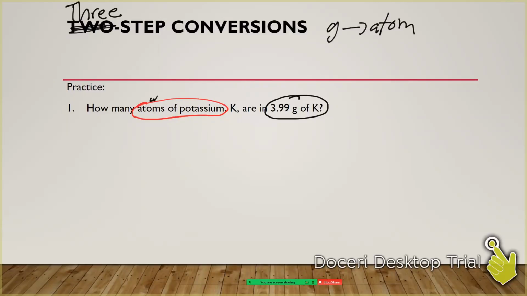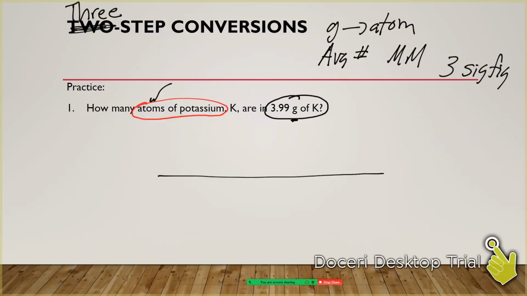So I see atoms in there, so that tells me I'm going to have to use Avogadro's number as a conversion factor, but I also see grams or mass, so that also tells me I'm going to have to use molar mass. So that's why you're going to have to use 2. And then 3 sig figs again. It seems like a lot of these are 3 sig figs. So I need 3 boxes because I'm using 2 conversion factors.